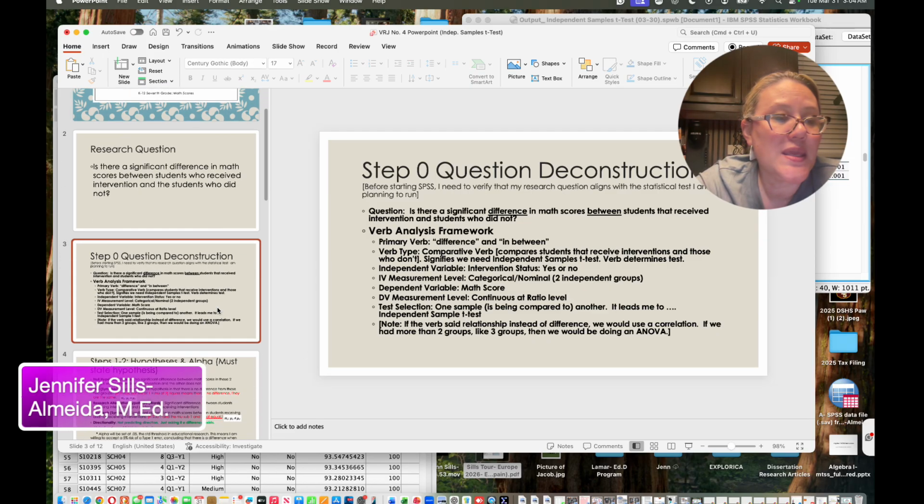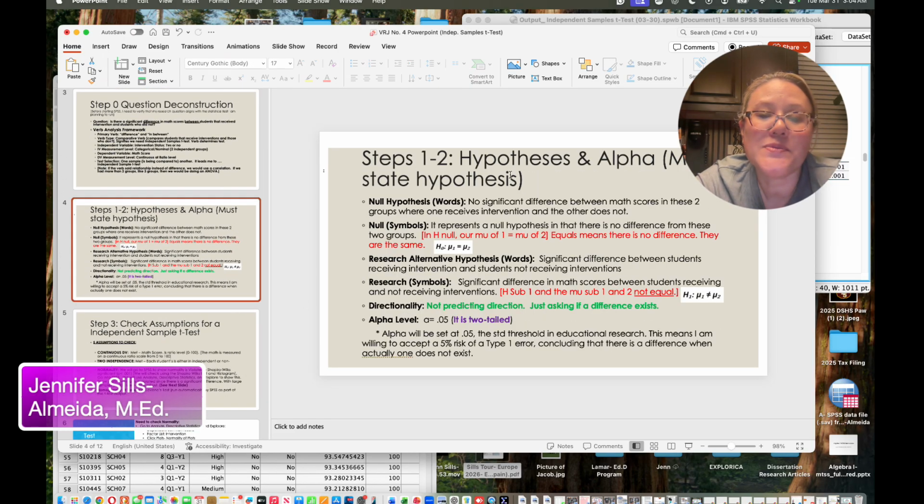Now, for the next step, we'll look at steps 1 and 2, hypothesis and alpha. So the null hypothesis is that there's no significant difference between math scores in these two groups. So whether they had interventions or not, that would be the null hypothesis. And here are the symbols for it. The equals sign means that there's no difference. They're the same. And the alternative hypothesis is saying that there is a significant difference between students receiving intervention and students not receiving interventions.